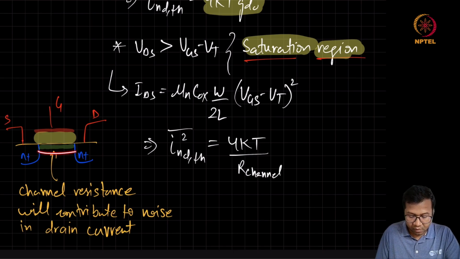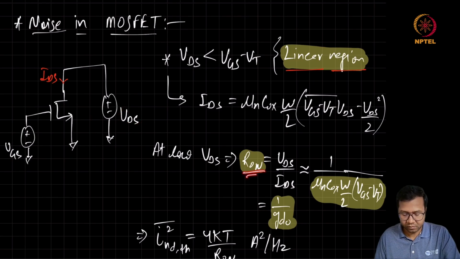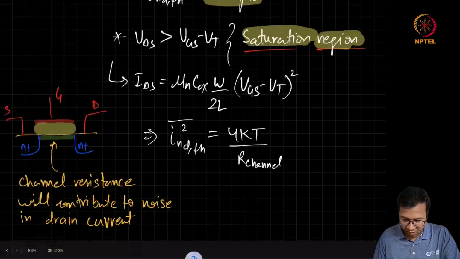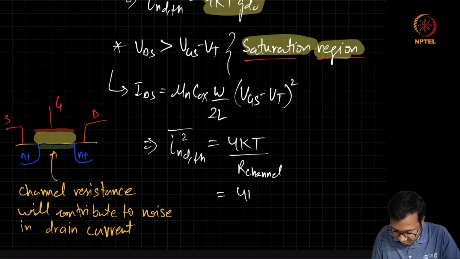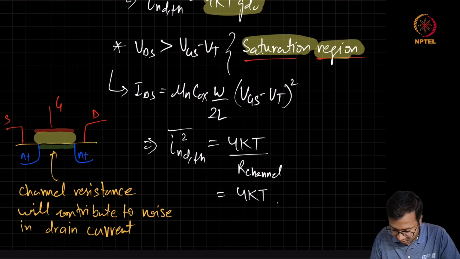And this channel which has been formed for a given gate source voltage, its resistance will be more or less same as the resistance we have found in the linear region. Because if the gate source voltage is not changed and only the drain voltage has been changed so as to change the region of operation, you don't expect the channel resistance to change significantly. Equal to 4 kT into channel conductance, which is equal to mu n Cox into W by L VGS minus VT.